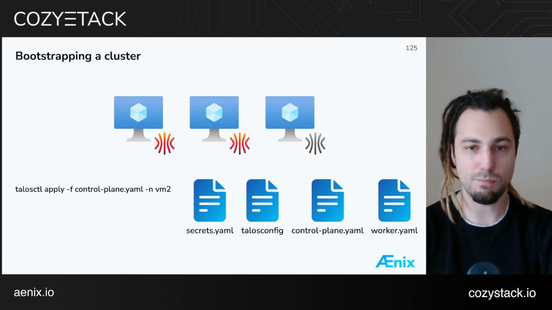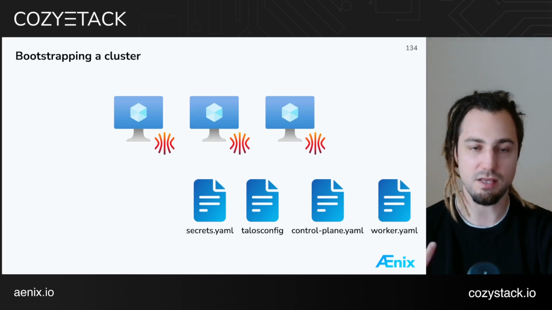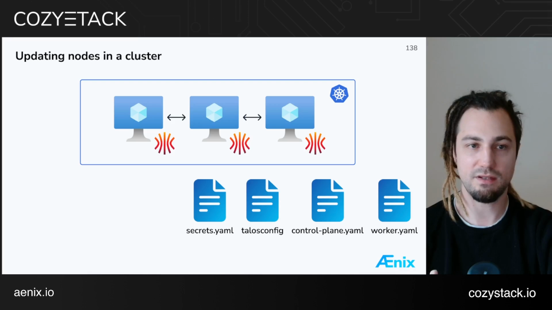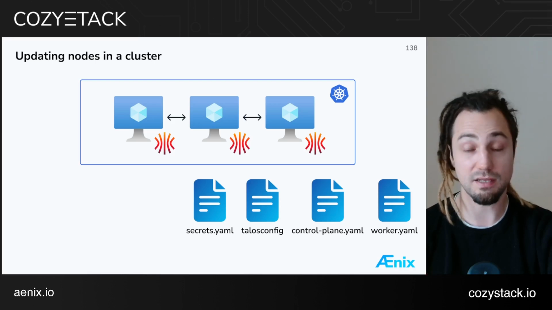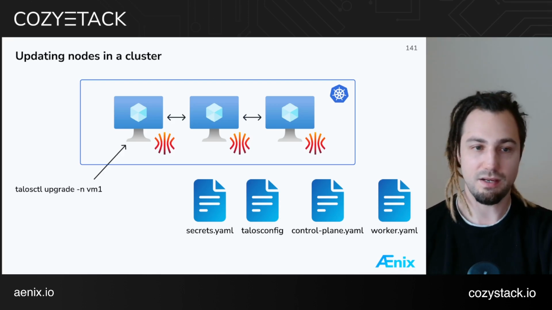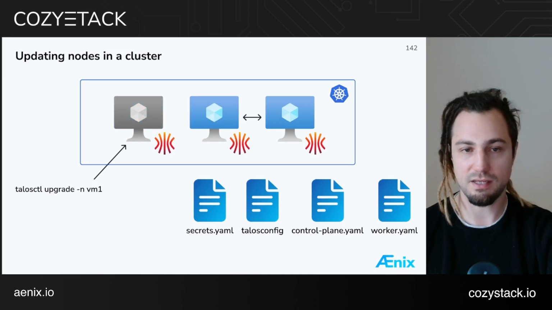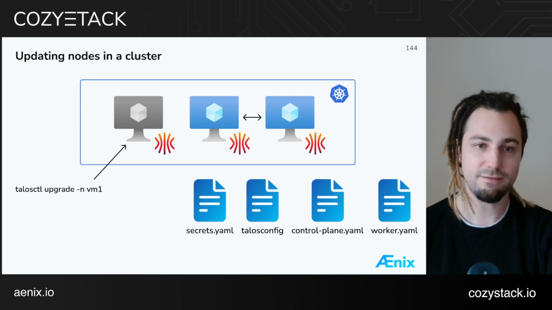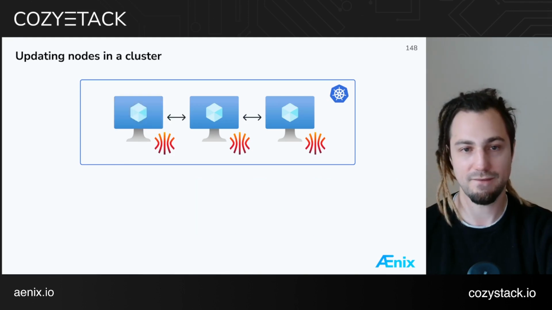So if you want to bootstrap the cluster, you have to apply the configuration to multiple nodes and then run the talosctl bootstrap command on one of the nodes. It will actually initiate the new etcd cluster. So the nodes will find each other and they will start the Kubernetes cluster, so you can actually access it. If you want to update some node, you just apply the configuration again and run the talosctl upgrade command. It will gracefully remove all the workloads from the node, upgrade itself, and then join back to the cluster.